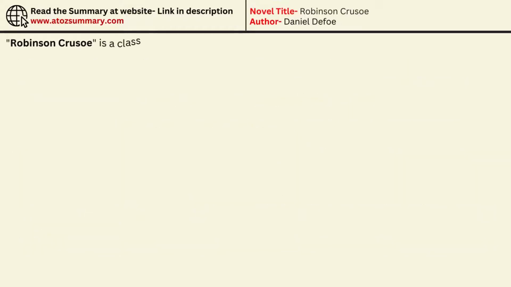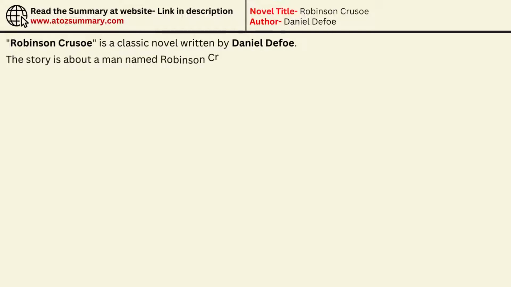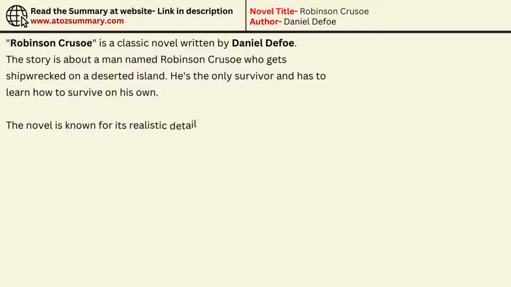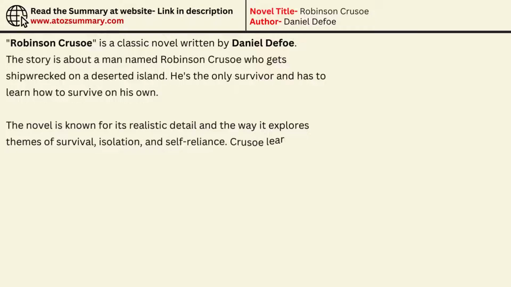Robinson Crusoe is a classic novel written by Daniel Defoe. The story is about a man named Robinson Crusoe who gets shipwrecked on a deserted island. He's the only survivor and has to learn how to survive on his own. The novel is known for its realistic detail and the way it explores themes of survival, isolation, and self-reliance.